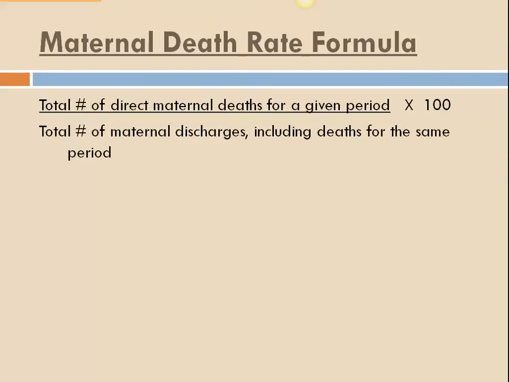The formula for calculating maternal death rates is the total number of direct maternal deaths for a given period. So you need to be able to pick out those that are direct maternal deaths if you're given a set of information, divided by the total number of maternal discharges, including deaths, for the same period, times 100.